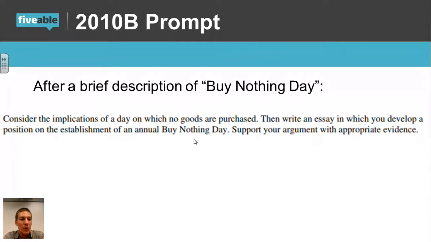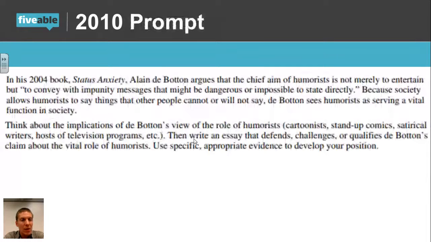Here's the other one from 2010. In his 2004 book, Status Anxiety, Alain de Botton argues that the chief aim of humorists is not merely to entertain, but to convey with impunity messages that may be dangerous or impossible to state directly. Because society allows humorists to say things that other people cannot or will not say, de Botton sees humorists as serving a vital function in society. That was background information. Now here's the task.